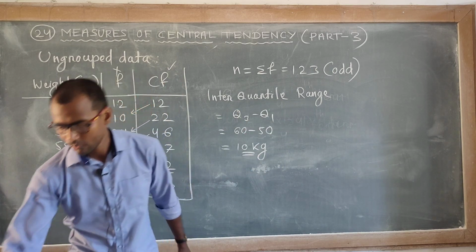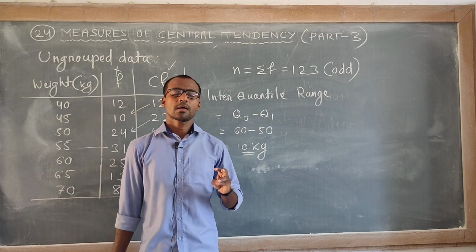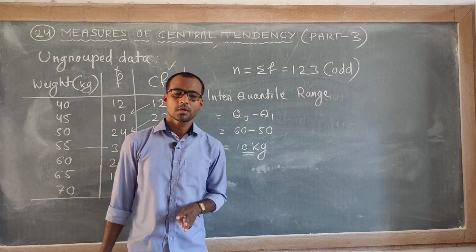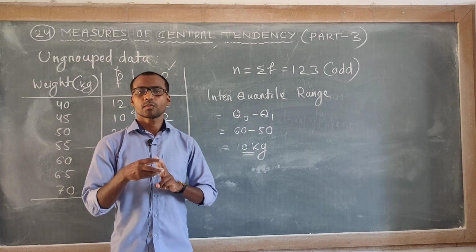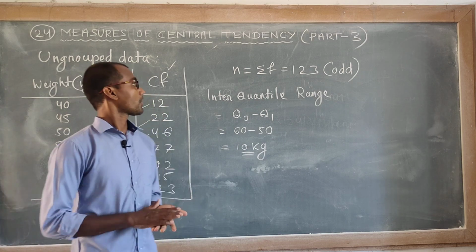So this is how to find the median, lower quartile, upper quartile, and interquartile range for untabulated data and tabulated but ungrouped data. So this is the end of part 3.